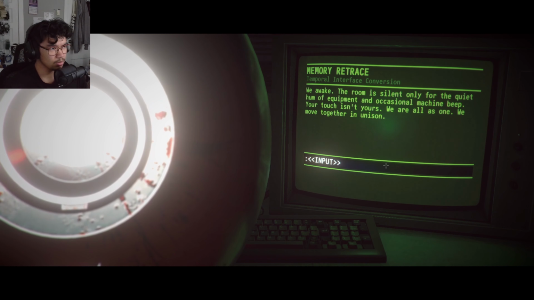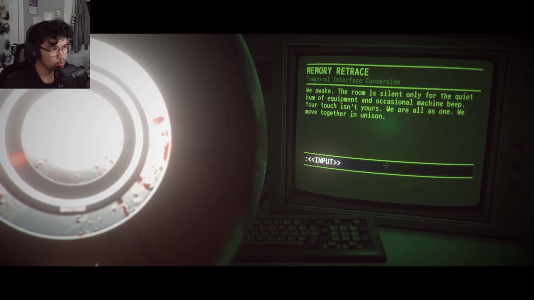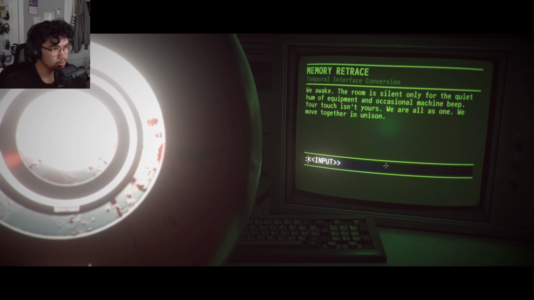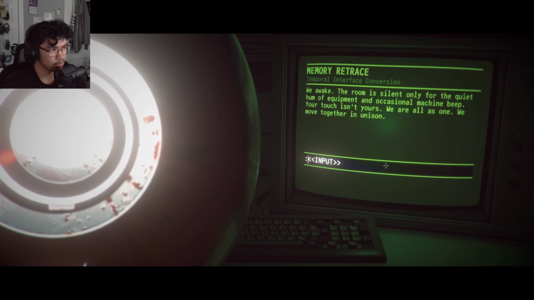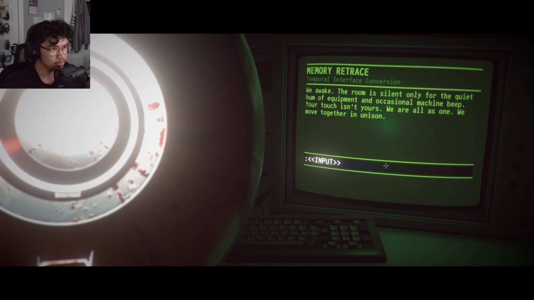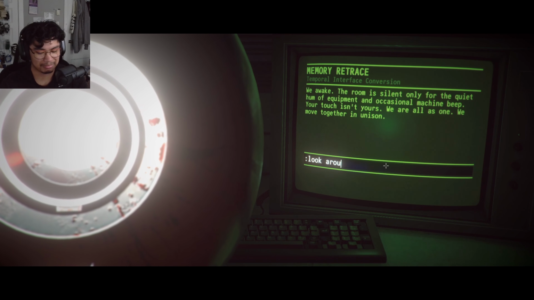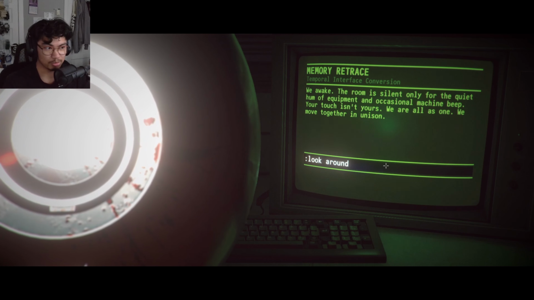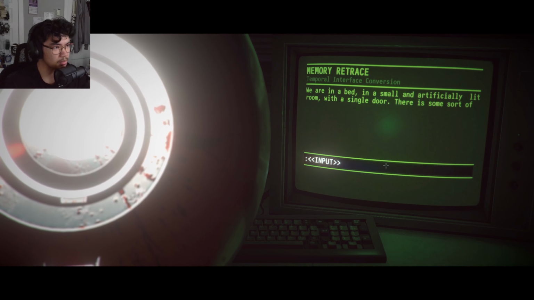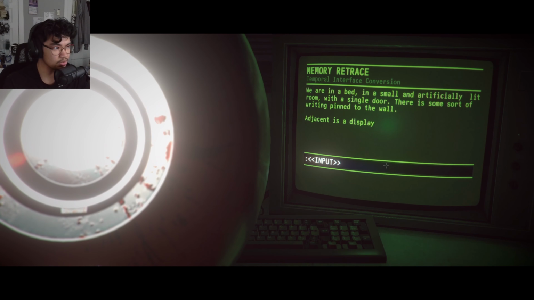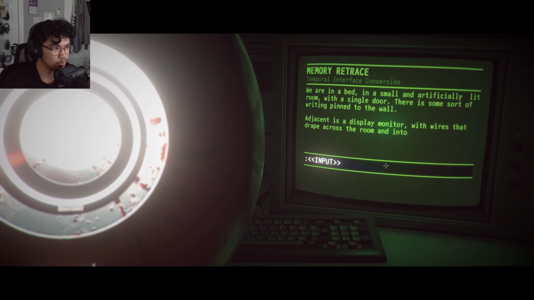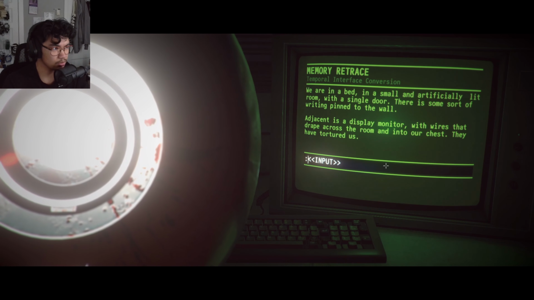We awake. The room is silent only for the quiet hum of equipment and occasional machine beep. Your touch isn't yours. We are all as one. We move together in unison. Look around, my go-to. We are in a bed, in a small and artificially lit room, with a single door. There's some sort of writing.